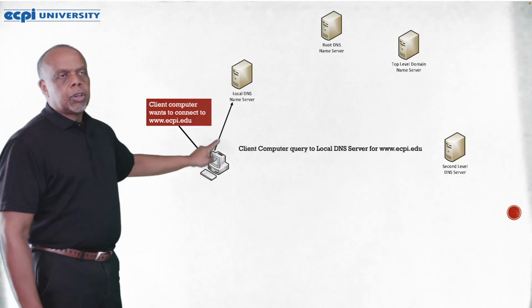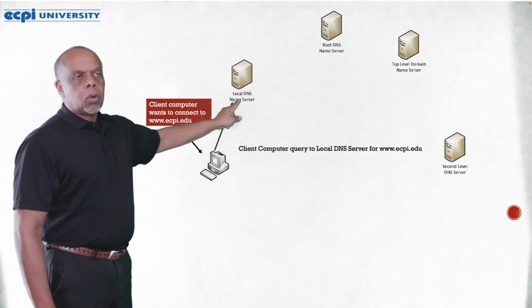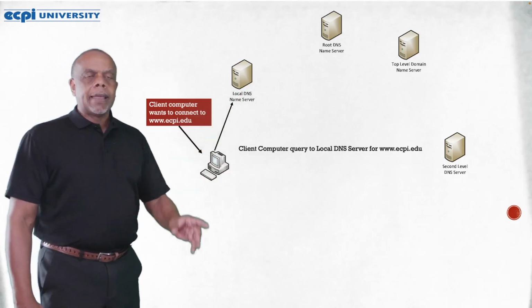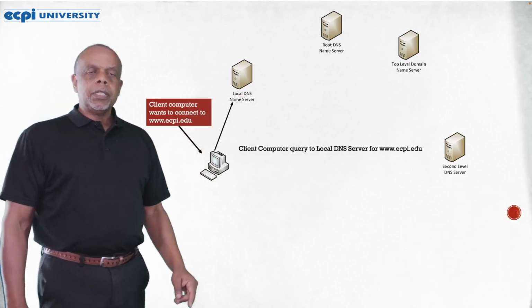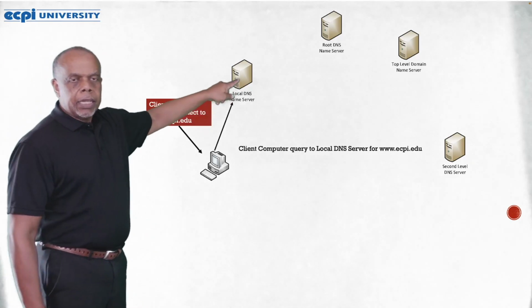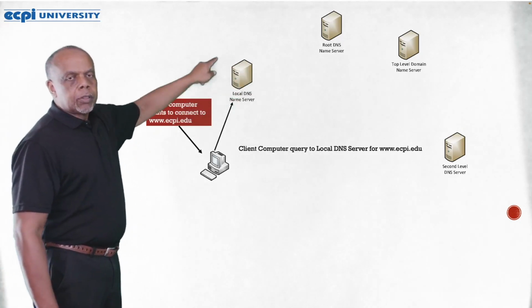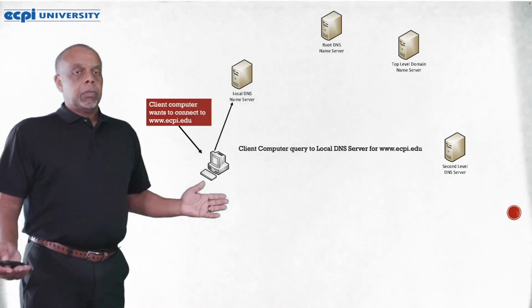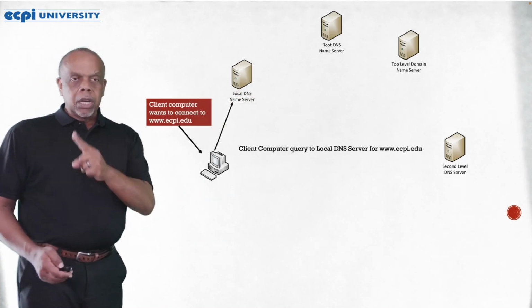Now it's going to go to your internet service provider's local DNS name server, and it's going to query that and say, hey, I'm looking for www.ecpi.edu. And then your local internet service provider's DNS server is going to say, well, I don't know. So what is it going to do?